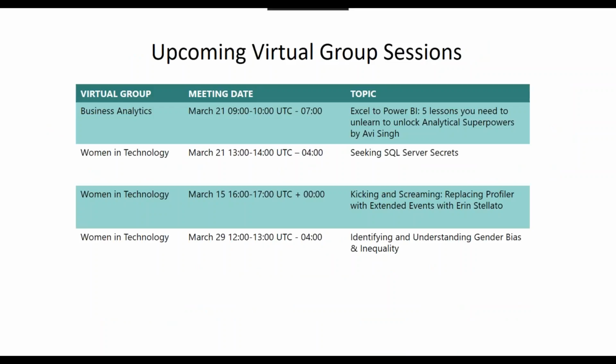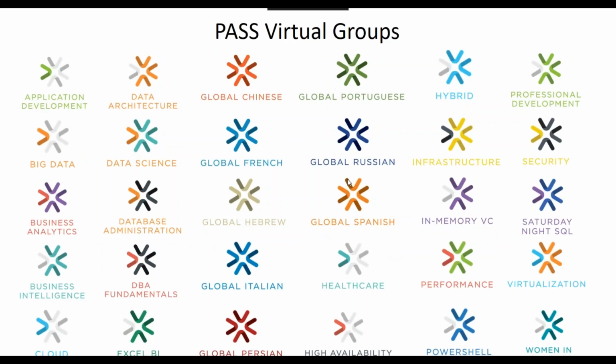Since we're so late in the month, there is just one meeting left. That's the Women in Technology meeting on March 29th at 12 UTC. Oh, sorry, -4. Also remember all the virtual groups, previously known as virtual chapters, that are available on pass.org. So there's anything from big data and data architecture to global Persian if you want.